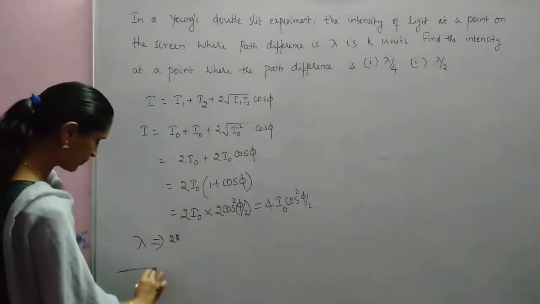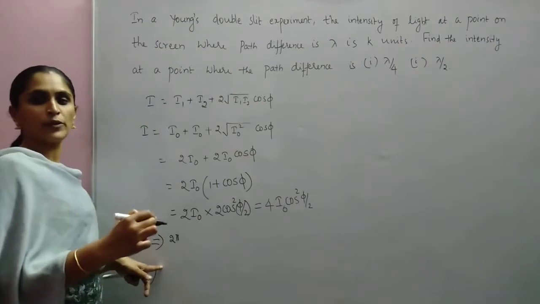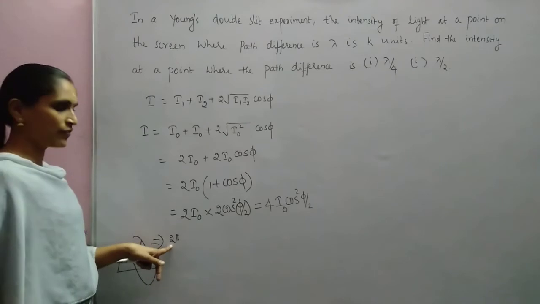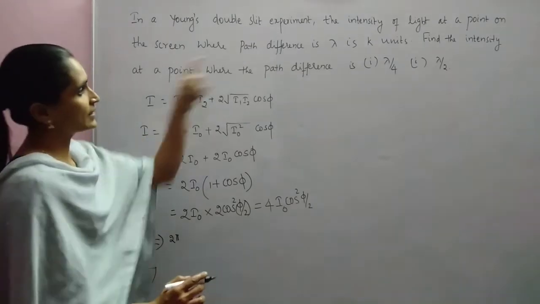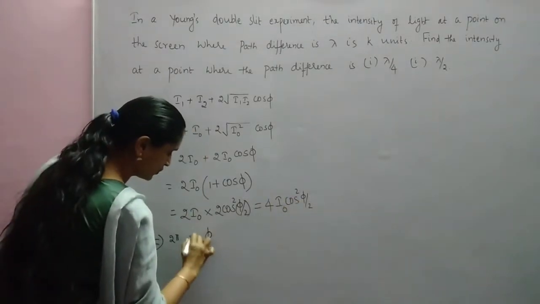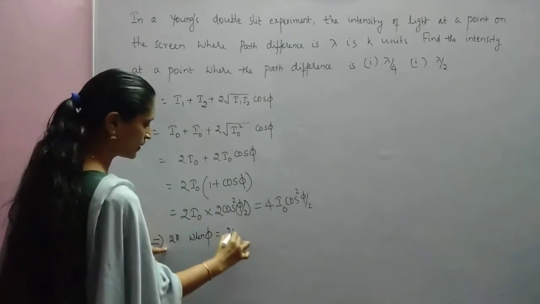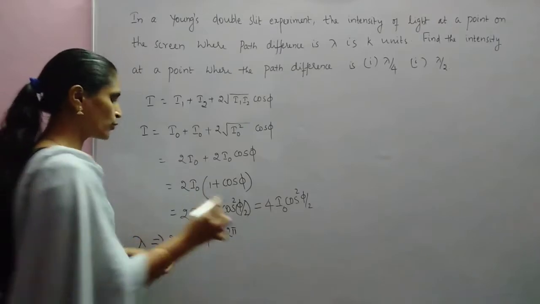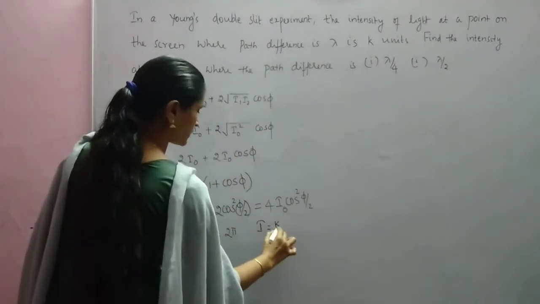How can we say? When it covers an angle 2 pi, the distance travelled will be equal to lambda. So corresponding to lambda path difference, the phase difference is 2 pi. So we can write in that case what is the intensity that is given. It is k. When phi is equal to 2 pi, the intensity is given I is equal to k.